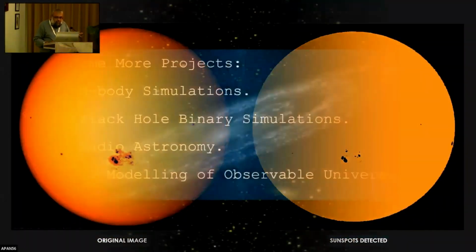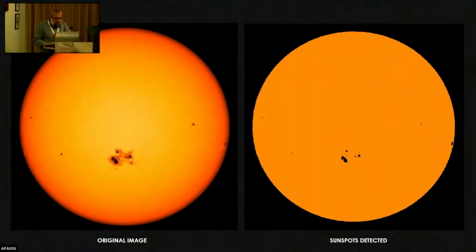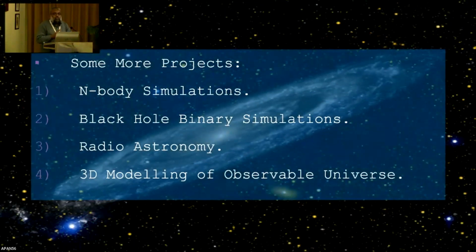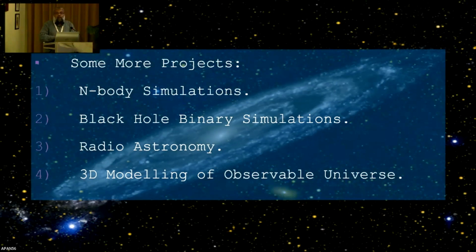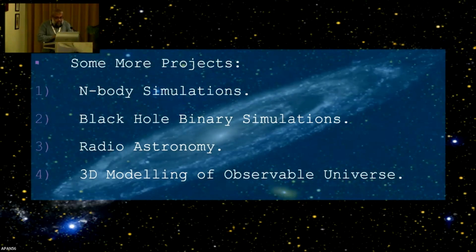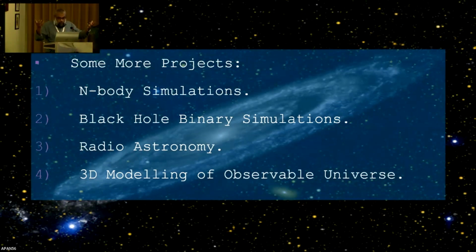And some other projects are going on. This is a detection system where we have detected original snaps. Now some more projects that we are doing: N-body simulations that I talked about. Black hole binary simulation is another project, done jointly with an international organization, on how we can do binary black hole simulation.